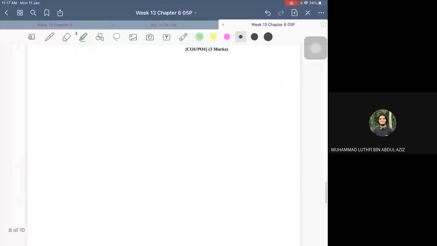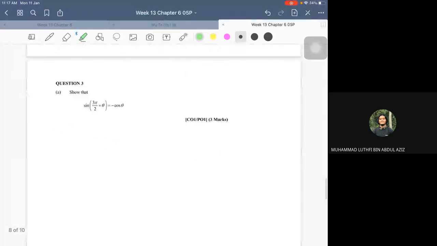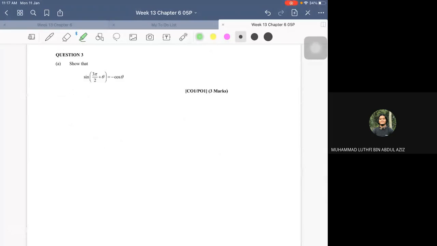Okay, so now let's proceed. I'll show this one, tapi rasa ni macam senang je. Okay, so this one soalan 3 markah. Supposed lebih senang sebab dia 3 markah saja. Dia kata show that sin 3 pi/2 tambah theta adalah bersamaan dengan negative cos of theta. Okay, sama juga macam tadi. So kita start daripada yang lebih complicated, kita prove yang the simpler one. So yang lebih complicated adalah belah kiri ni lah.